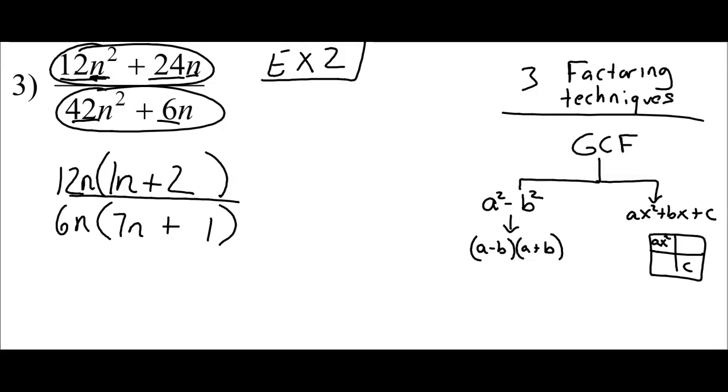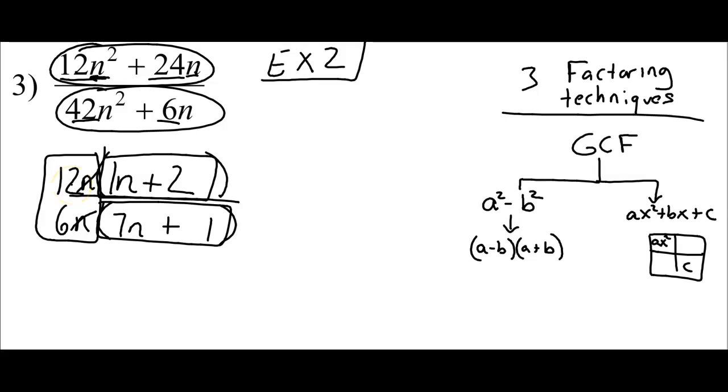Now, in this case, if these were exactly the same, we could cancel those out. But they're not, so these are done. We can't do anything with that. But we can work with this here, 12n over 6n. First of all, the n's just completely go away. There's 1n on the top, there's 1n on the bottom, so they just cancel out.